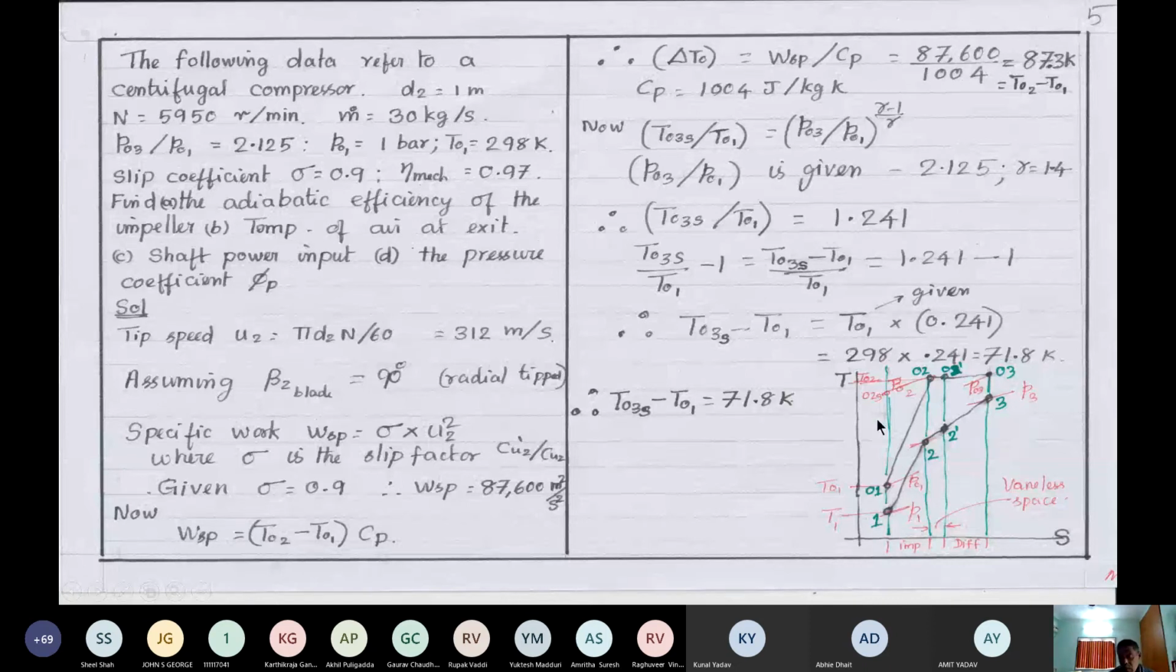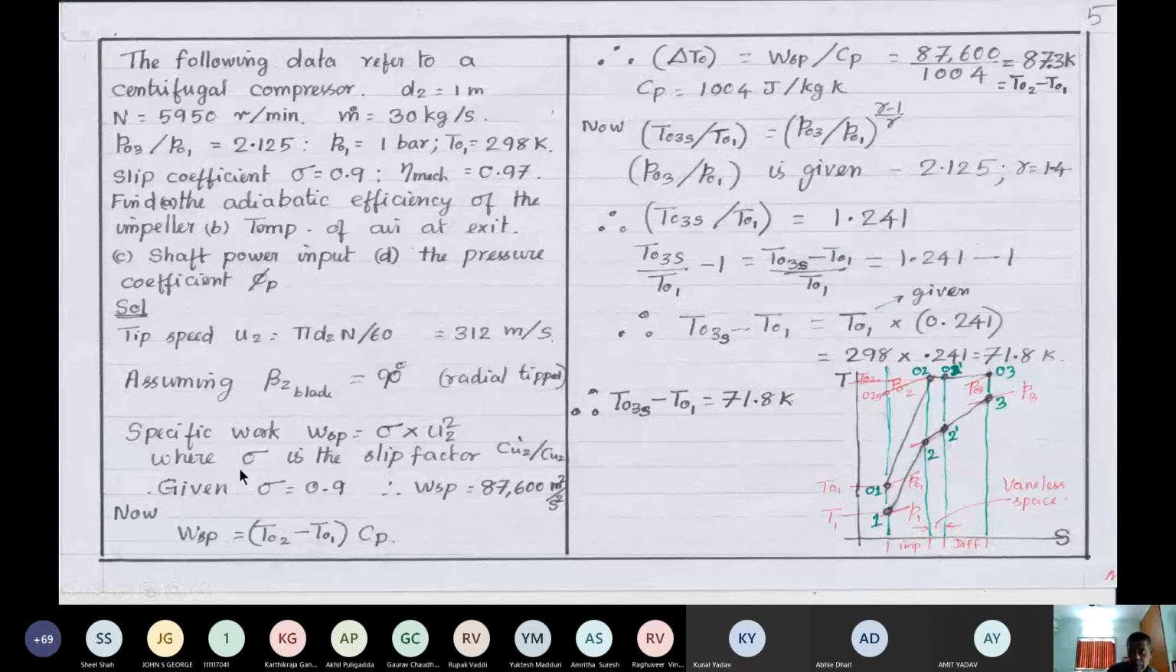In this sketch, I have indicated another point, 2 dash. After the impeller there can be a space without vanes, where some changes in the properties could take place. Some amount of pressure is developed. Then finally you have the diffuser. So impeller, vaneless space, then diffuser.